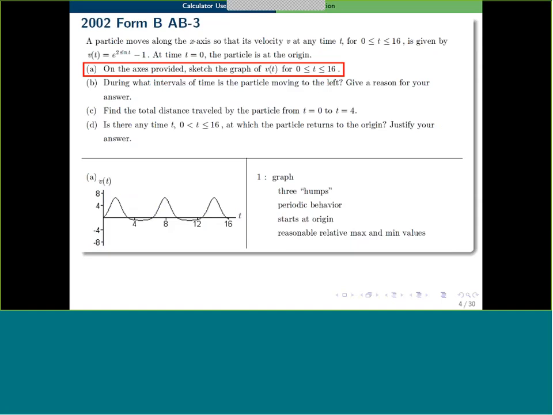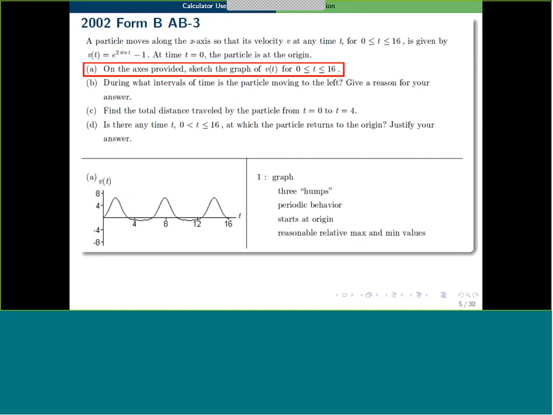Okay, so I'm going to start by taking a look at the first capability, which is to draw a graph in an arbitrary viewing window. And I had to go all the way back to 2002 to find a good example. This one has to do with particle motion. We have a particle moving along the x-axis, and its velocity is given by that equation. I'm focusing only on part A.